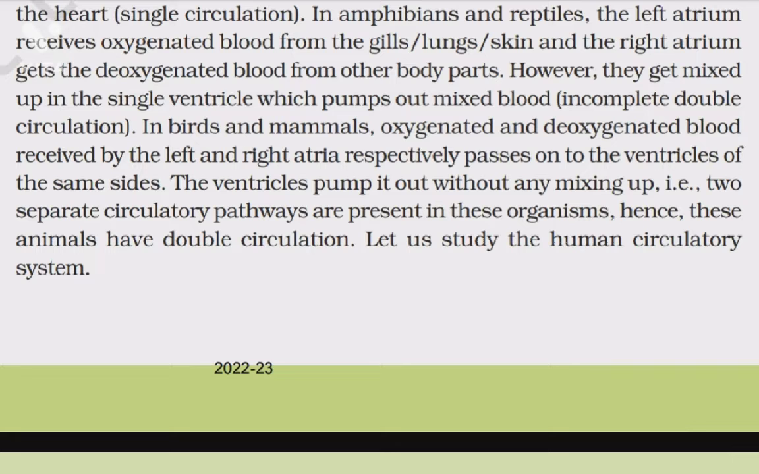Incomplete double circulation. In birds and mammals, oxygenated and deoxygenated blood received by the left and right atria, respectively, passes on to the ventricle of the same side. The ventricle pumps it out without any mixing up. That is, two separate circulatory pathways are present in these organisms. Hence, these animals have double circulation. Let us study the human circulatory system.